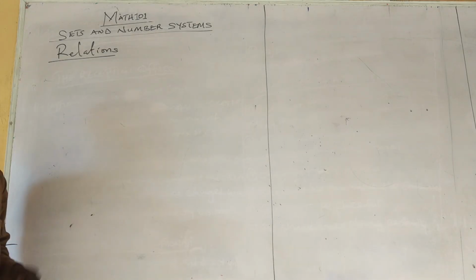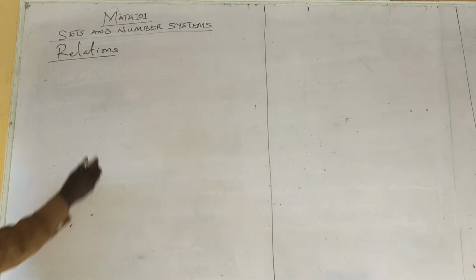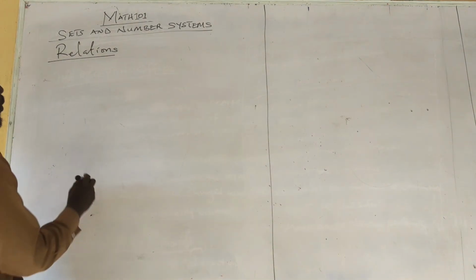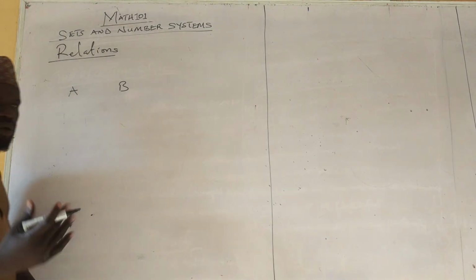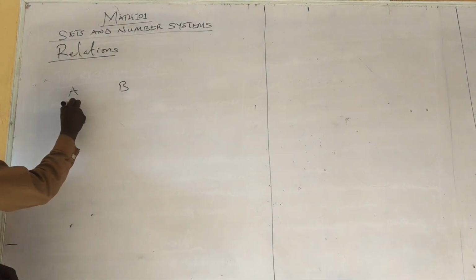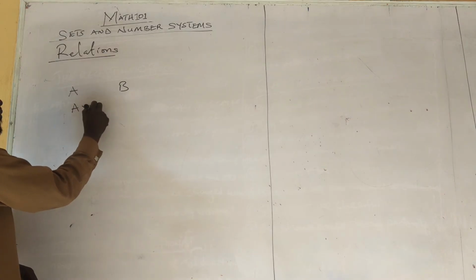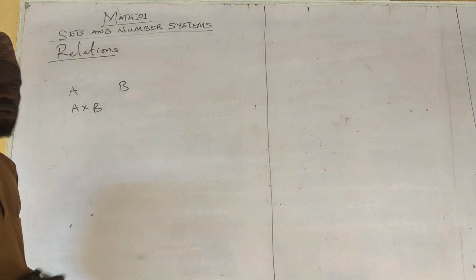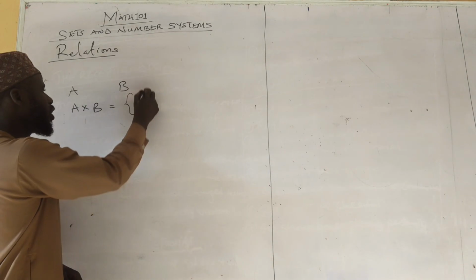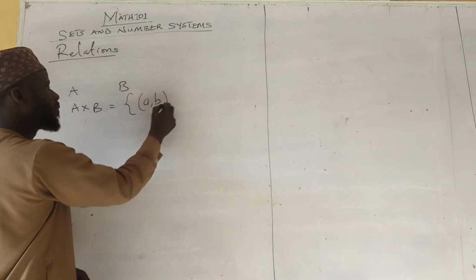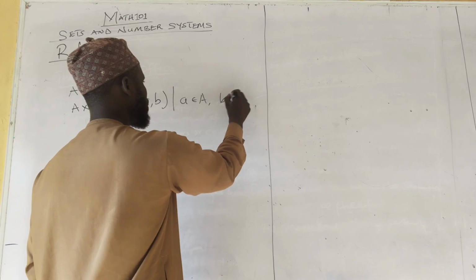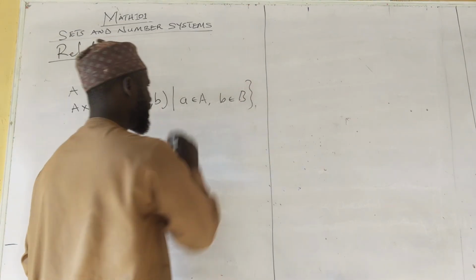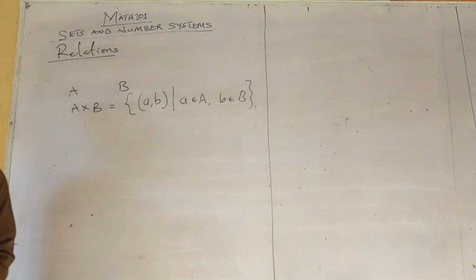In our last video, we looked at what the Cartesian product is. If you have a set A and another set B, then the Cartesian product of the two sets, A and B, is A cross B. That is the Cartesian product, and it gives you an ordered pair (a, b), where a is coming from the set A and b is coming from the set B. So this is what we have as the Cartesian product.